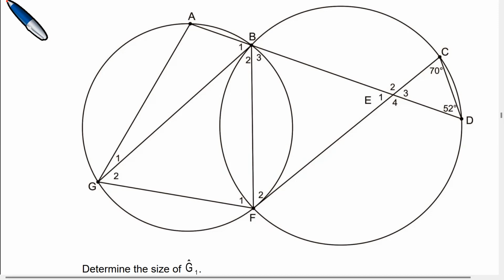Let me give you like 3 minutes to find G1. Let me know what you get. But you must not forget that CF is a tangent to the smaller circle at the point F. Don't forget that.